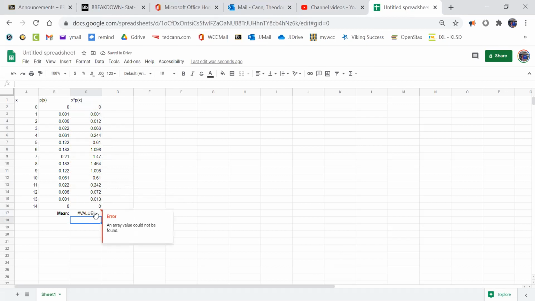Right, so the sum of C2 to C16. Now it says, oh, I didn't type in sum. Kind of important that you tell it what it is that you want it to do with the information in the column. And you get the sum.